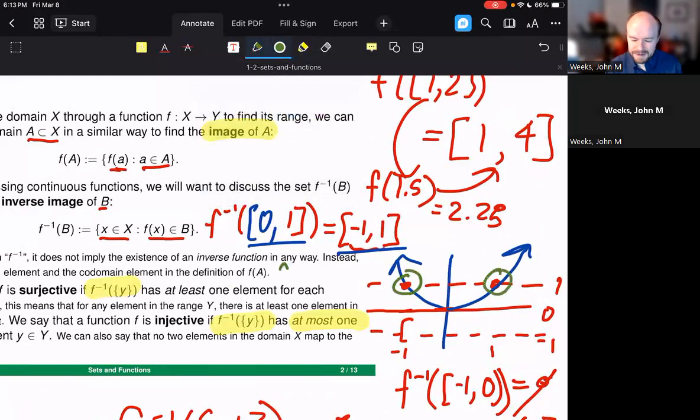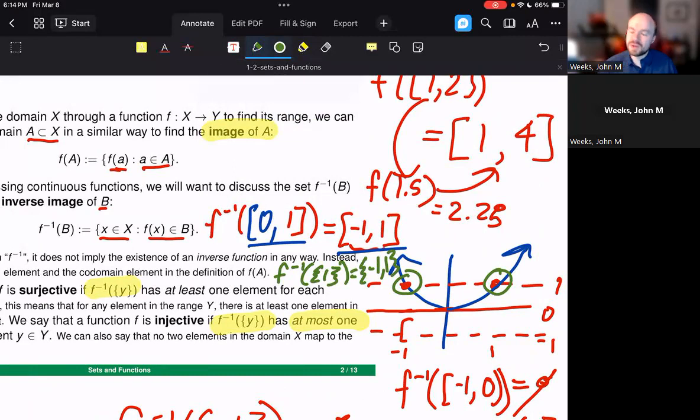If I take f inverse of the set containing 1, then what's going to happen? Remember, f is injective if f inverse of this set has at most one element in it for each y value. But notice here, I'm actually going to get two x values for this y value of 1. That's going to be the set of negative 1 and 1. That shows me that this is not an injective function.